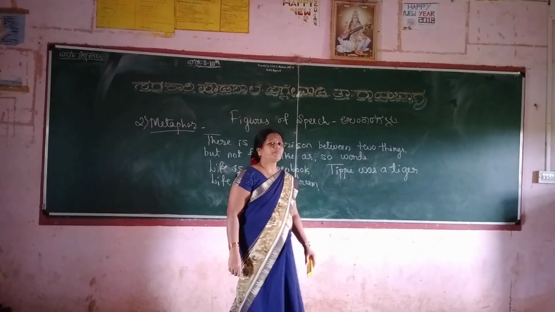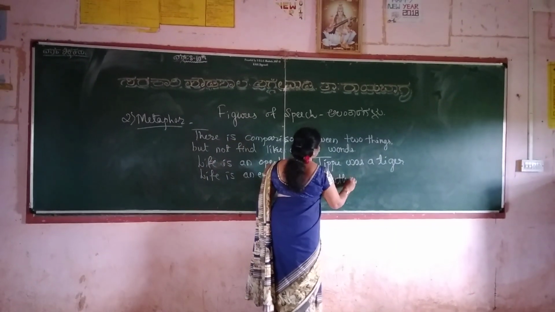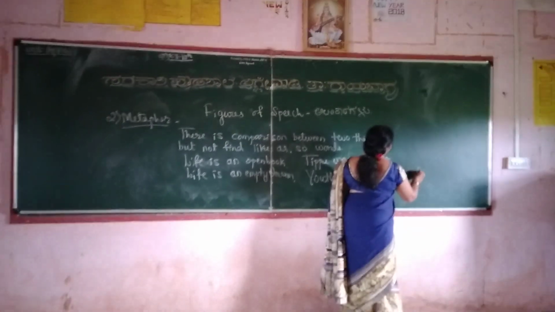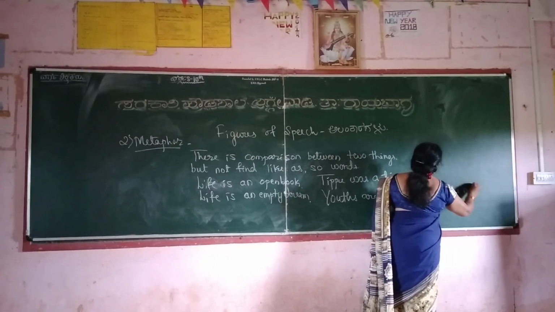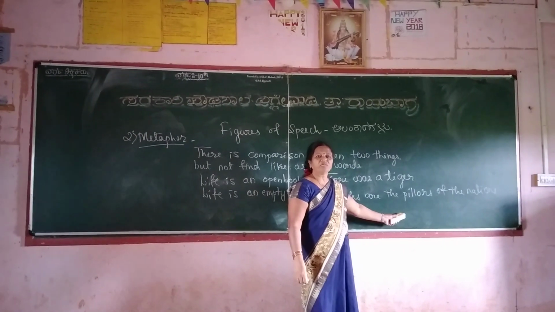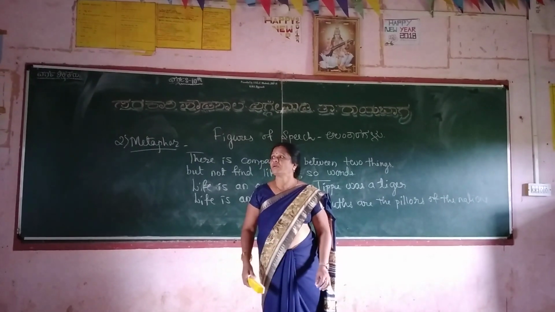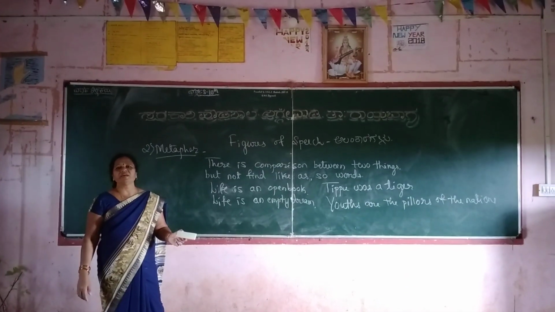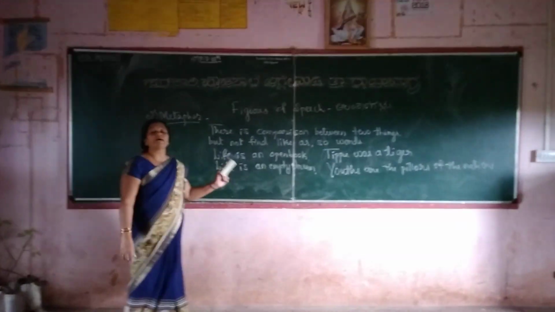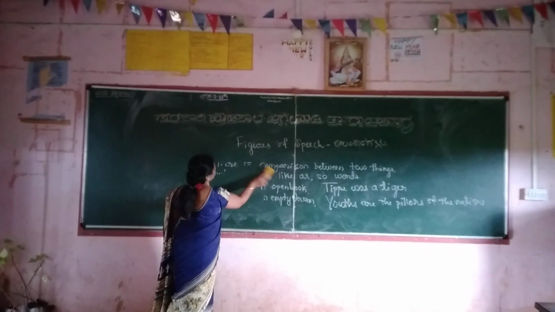Now see, youths are the pillars of the nation. Youths means young people. Youths are the pillars of the nation. Here we compare youths to pillars of the nation, but here we have not used like, as, so words. There is no difference between simile and metaphor. Only direct comparison is made in metaphor, and in simile we use comparative words. These are the examples of metaphor.